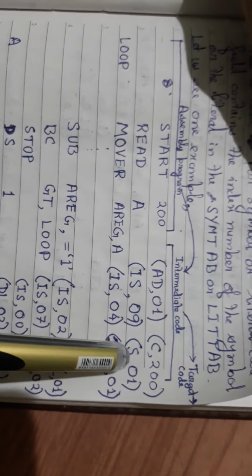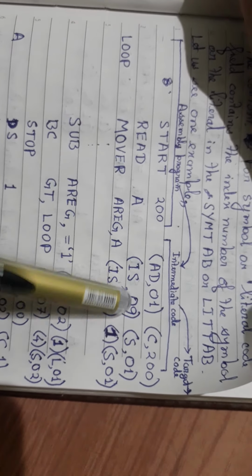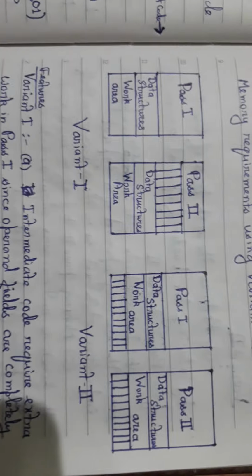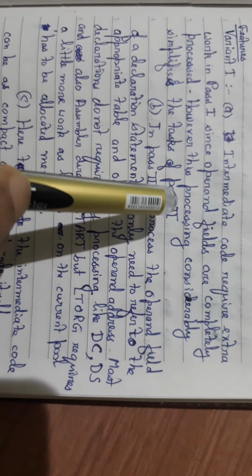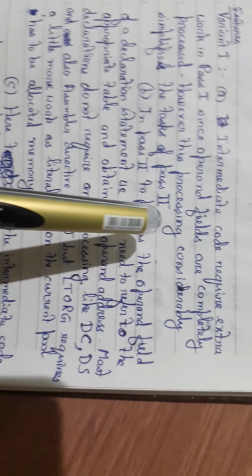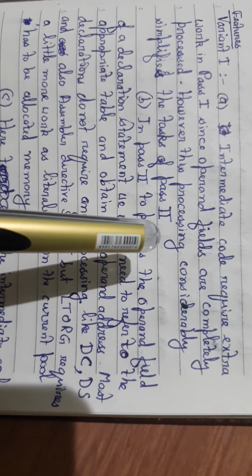So A is also converted to this form, and the operand is also converted to this form. That is why intermediate code requires extra work in pass 1. However, this processing considerably simplifies the task of pass 2.